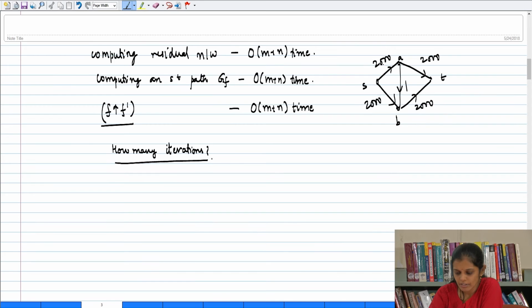And this 4000 is just one number, right? I could have made this something very large, like 2 to the power 2000. I could have made all these capacities 2 to the power 2000, and this bad execution sequence will require 2 to the power 2000 iterations on a constant size graph, right? So it has nothing to do with your graph size, but it has to do with your capacities. So this Ford-Fulkerson template is a good template. It gives you a correct algorithm, but it need not always lead to an efficient algorithm, right?